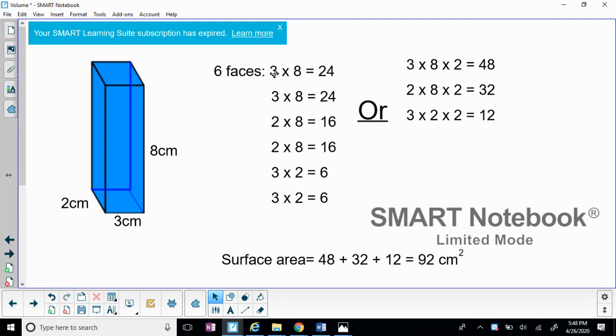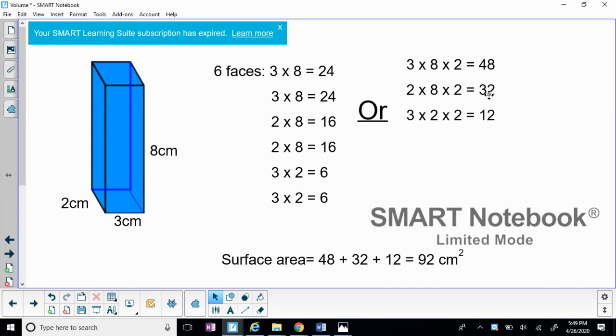Because we know that 3 times 8, we could do it twice to show the 2 different faces, but we know that there's going to be another face. So instead, why not go 3 times 8 times 2? We'll get the same answer. 24 plus 24 is 48. Okay? So again, we have another face, 2 times 8. Instead of doing it twice, we just say 2 times 8 times 2. We know it's going to have an opposite, times 2.